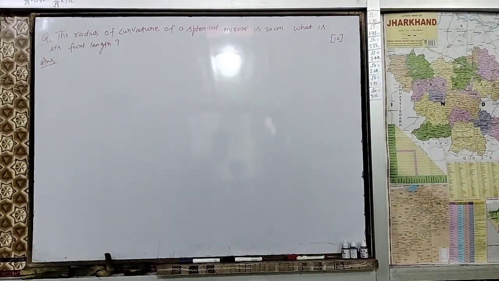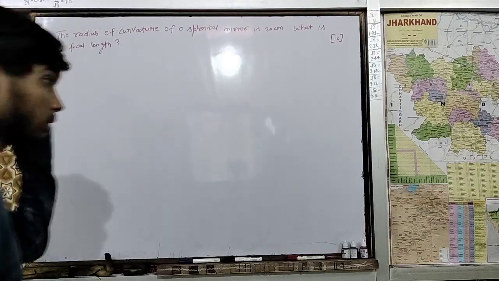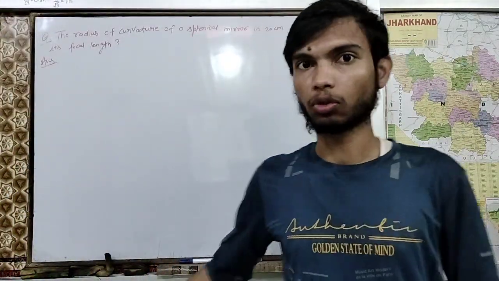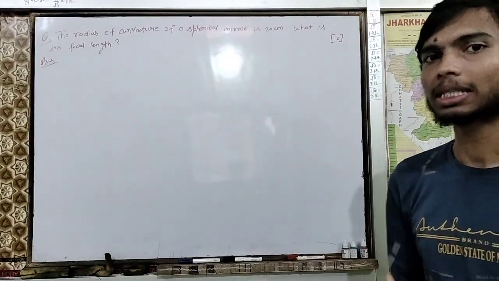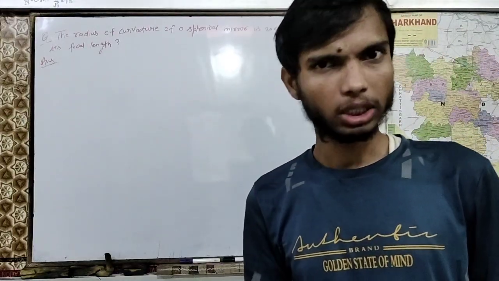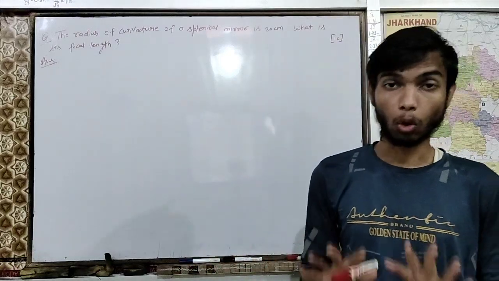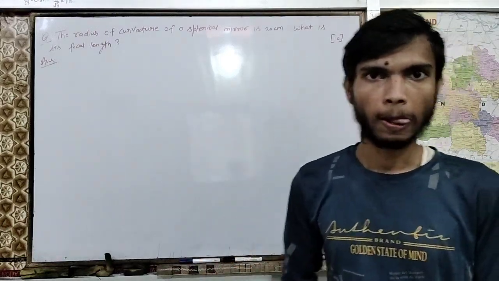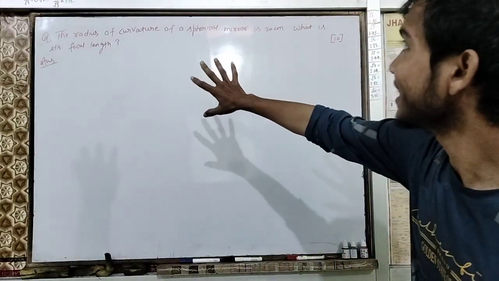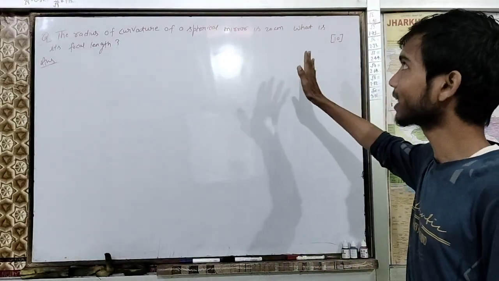Try to understand this question. If you are getting clarity, then we can move towards the solution. What are those things that are given by the question? Just write all those given things in your process. As you can see, radius is given, which is 20 centimeter.